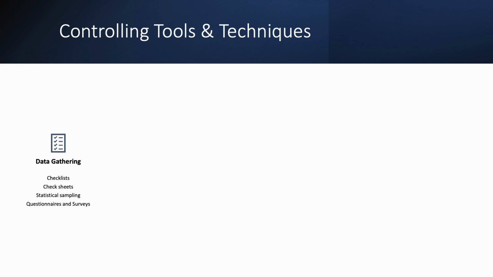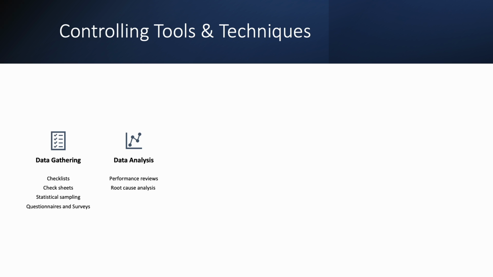The following techniques are used when accumulating data. Checklists, check sheets, questionnaires, and surveys. Statistical sampling is the process of randomly choosing a section of a population of interest to verify quality. The following techniques are followed during the process of data analysis: performance reviews and root cause analysis.